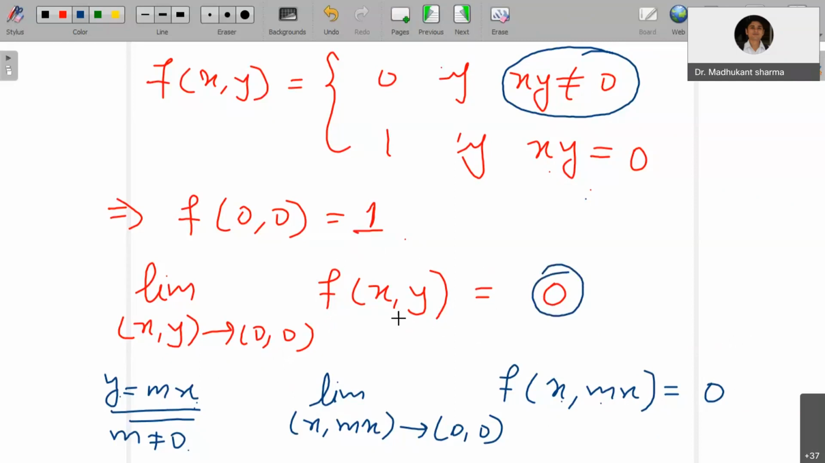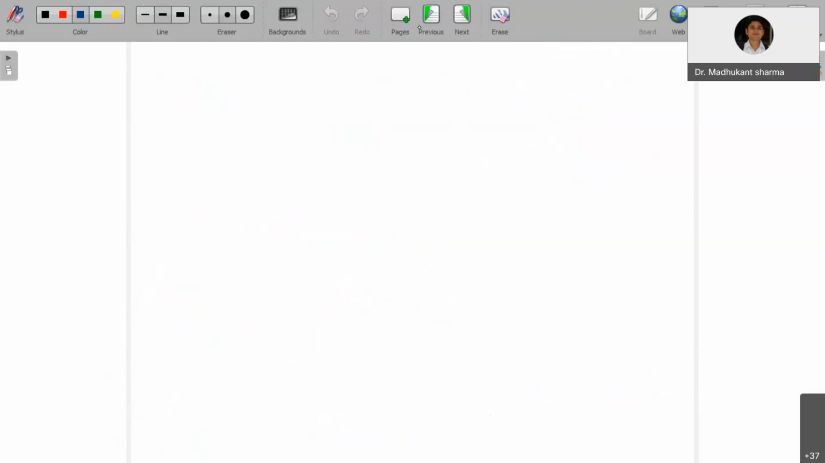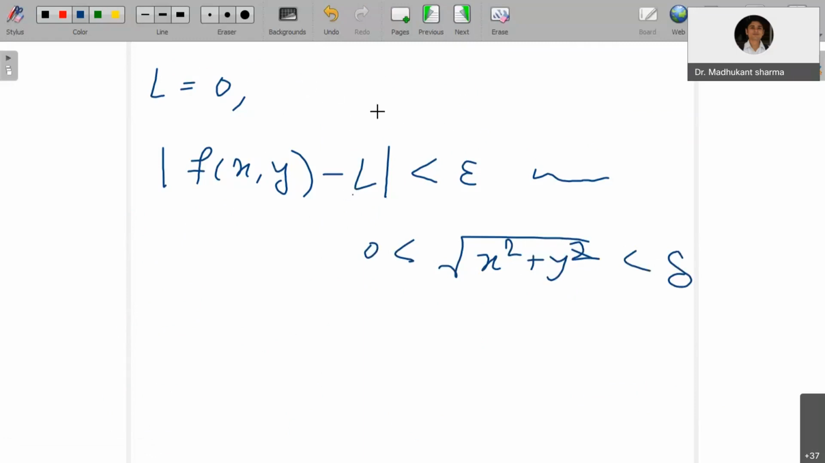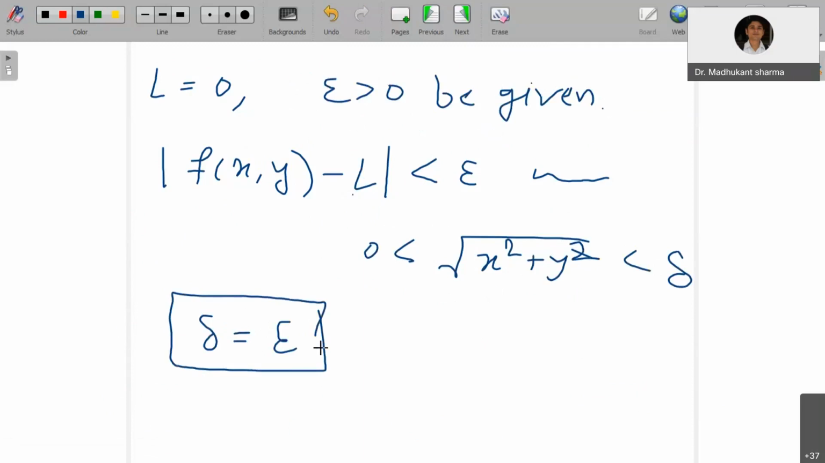Now, finally you can show that you can take L as 0, the value of f is also 0, and you can take any delta. If you want to go with the epsilon-delta definition, you can choose L equals 0. Now, mod of f of x comma y minus L should be less than epsilon whenever 0 is less than square root of x square plus y square, which is less than delta. Now L equals 0 and let's say epsilon greater than 0 is given. For any point, you can choose delta equal to epsilon here. That artificial delta or artificial epsilon, both are the same thing. For given epsilon, you can choose delta the same, for which this condition is true, because the left hand side is always 0 since f of x comma y is 0.